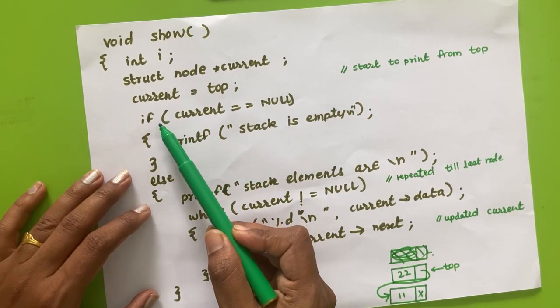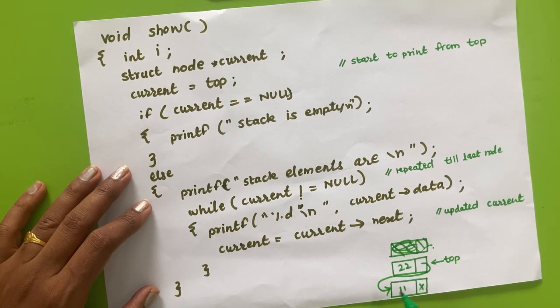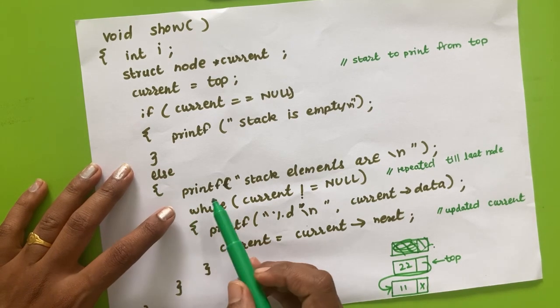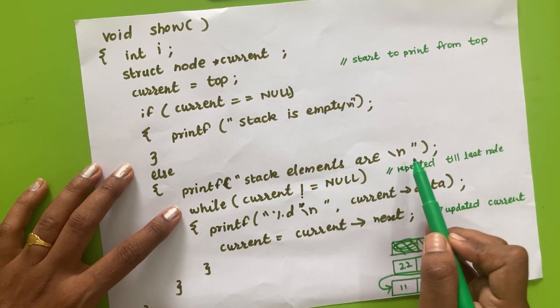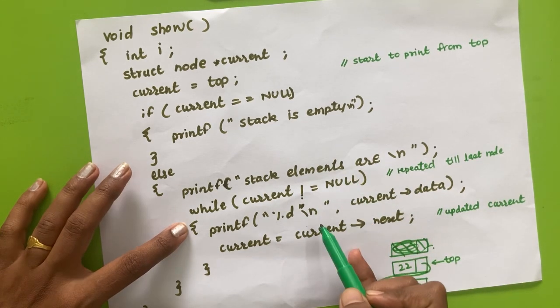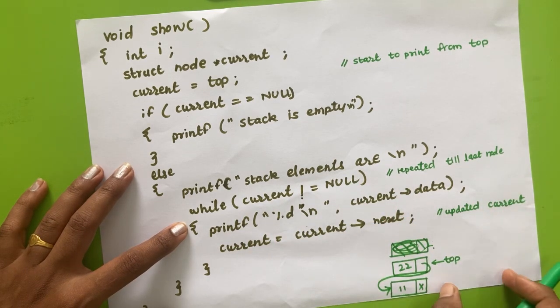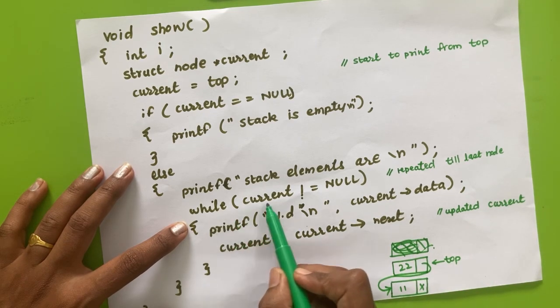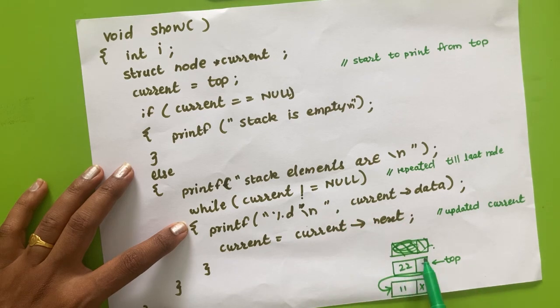If that is not the case, meaning the stack exists, then it will go into the else part and print "stack elements are" and a newline. We have to print all the elements of the stack. First it will print the top of the stack. So while current is not equal to null, because this is top and we want to print the stack from top to the end of the stack.